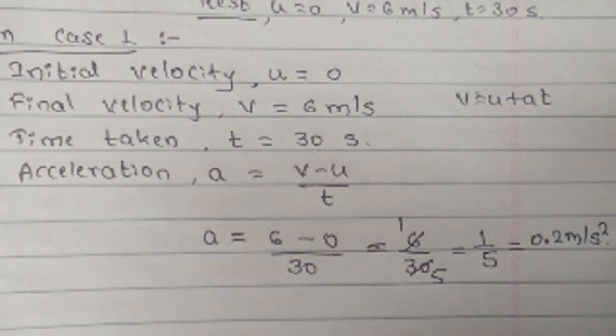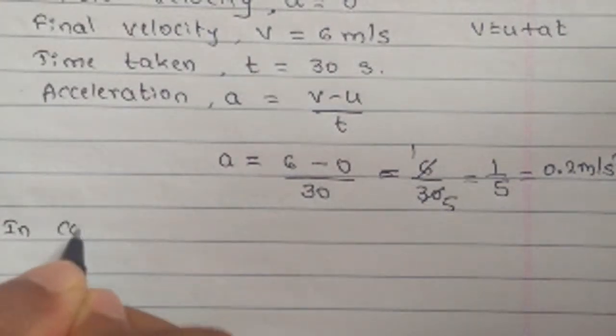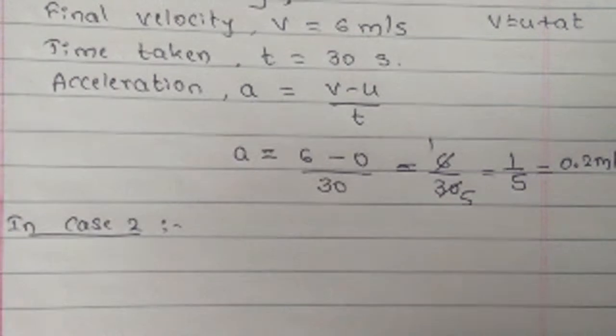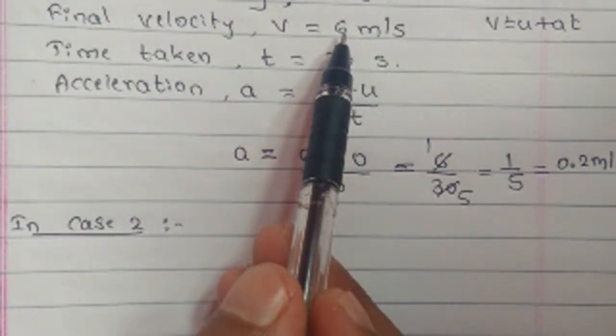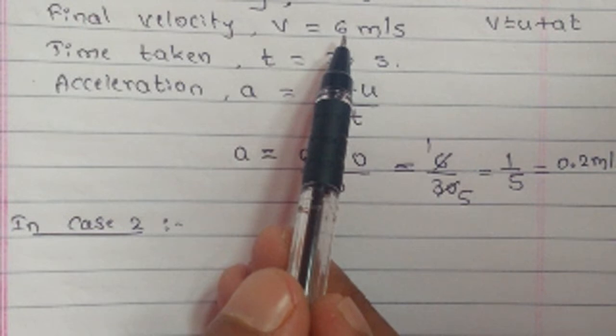The next one, case 2. Now you have to solve the second case. In case 2, keep your textbook in front of you and solve along with me. So what happens in case 2? Rahul applies brakes, such that the velocity of the bicycle comes down to 4 meter per second. So before he applies the brakes, the velocity is 6 meter per second, and after applying brakes, after 5 seconds the velocity comes down to 4 meter per second.